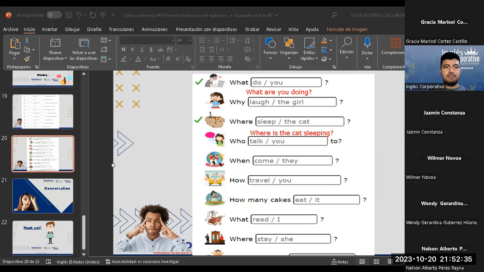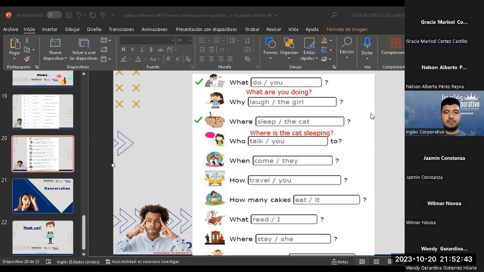What number? Number 8. What are you reading? Puedes cambiarlo, no hay problema. What are you reading? It could be what am I reading. Honestly, when the questions are with I, I don't find much logic. What am I reading? Better, what are you reading? Well done. Thank you.